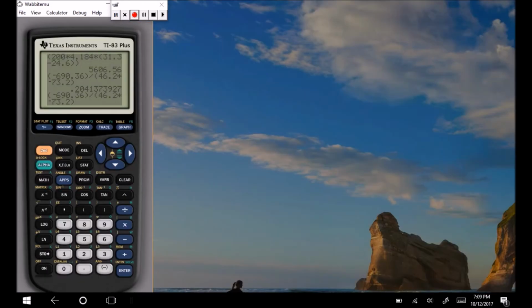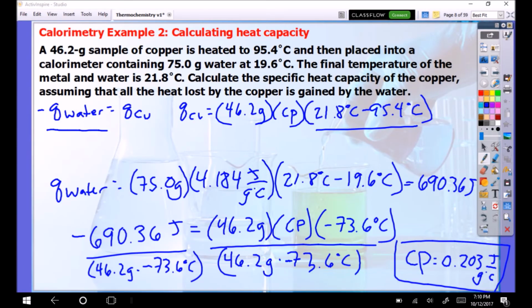Let's check the math in the calculator. We've got negative 693.36 divided by 46.2 times negative 73.6. We do get 0.203. Cool. Alrighty.